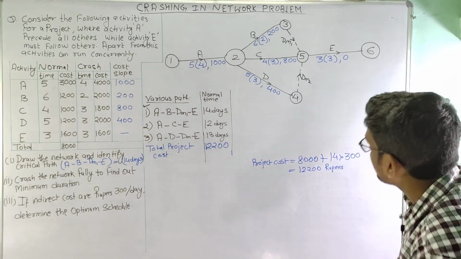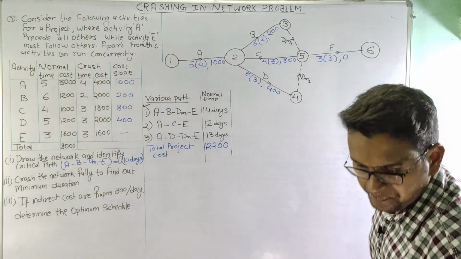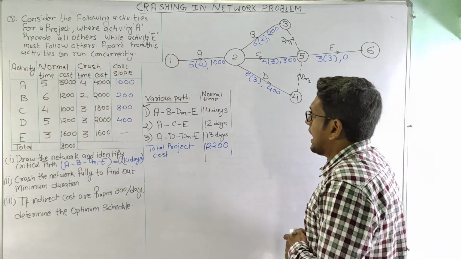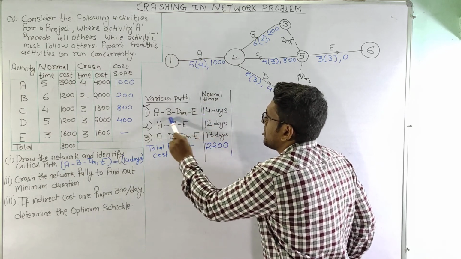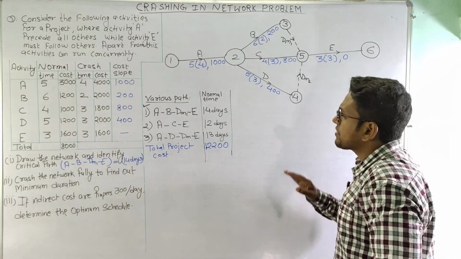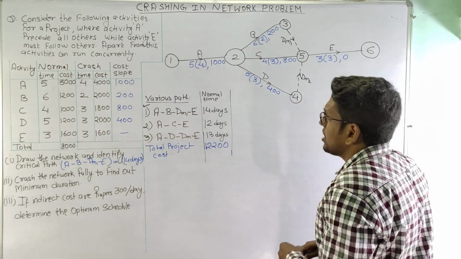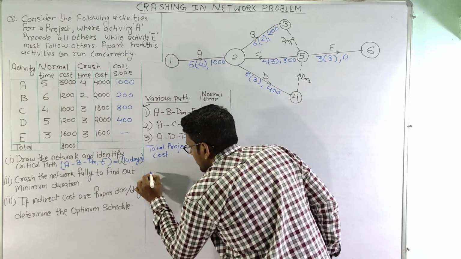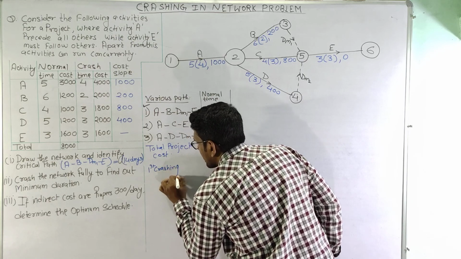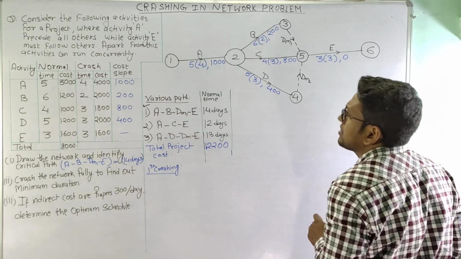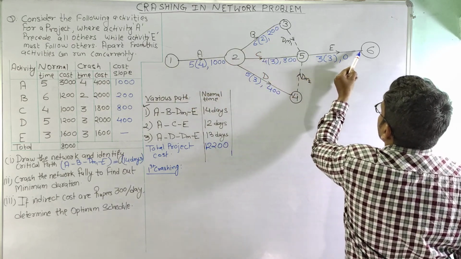Now I am just erasing this just to calculate other values here. Now as we can see here, this is the critical path, and we will try to crash the critical activities here. So first of all, let us see for first crashing. So this is the first crashing, and we are crashing the path A, B, dummy and E.